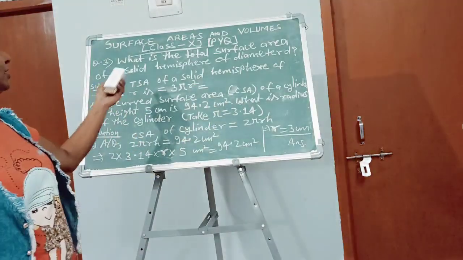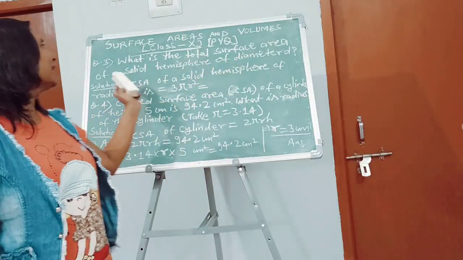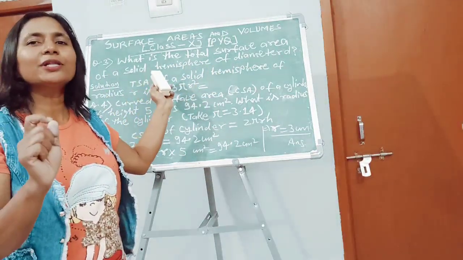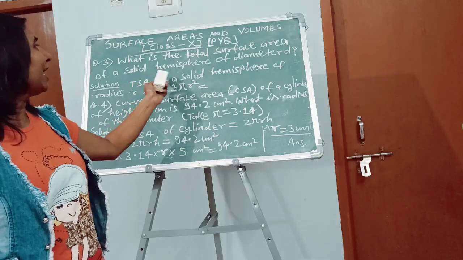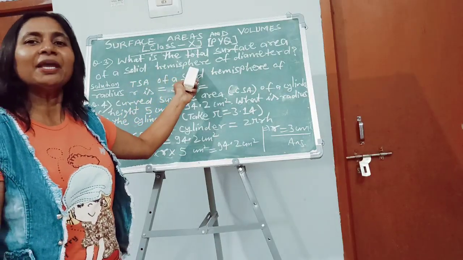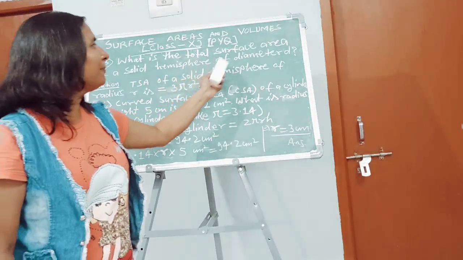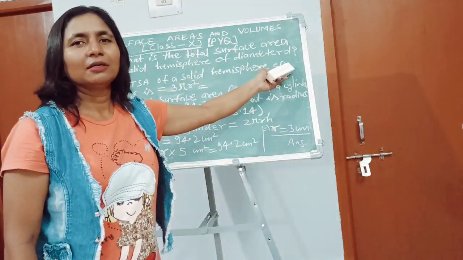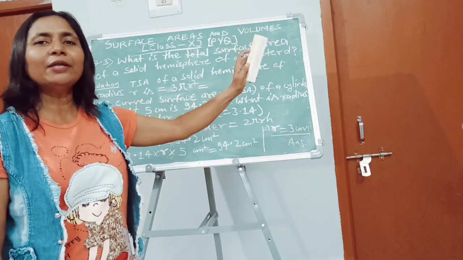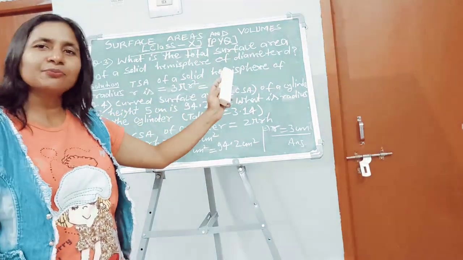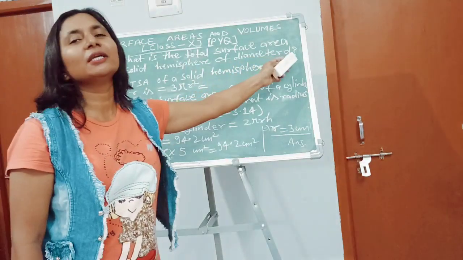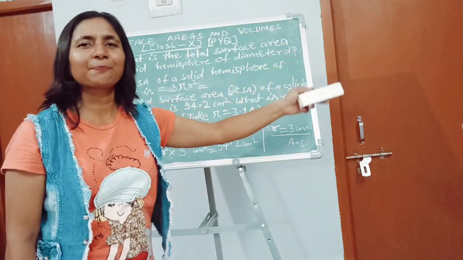So the first question is, what is the total surface area, TSA, of a solid hemisphere of diameter D? Means you have to find out the total surface area of the hemisphere in terms of D. D means diameter, right?